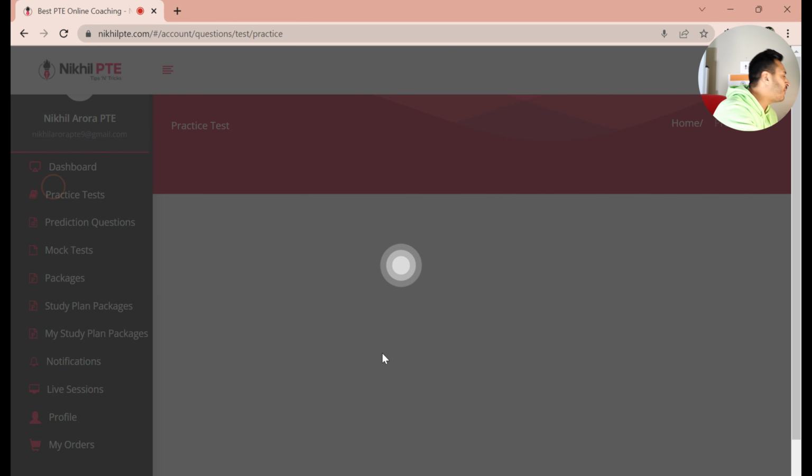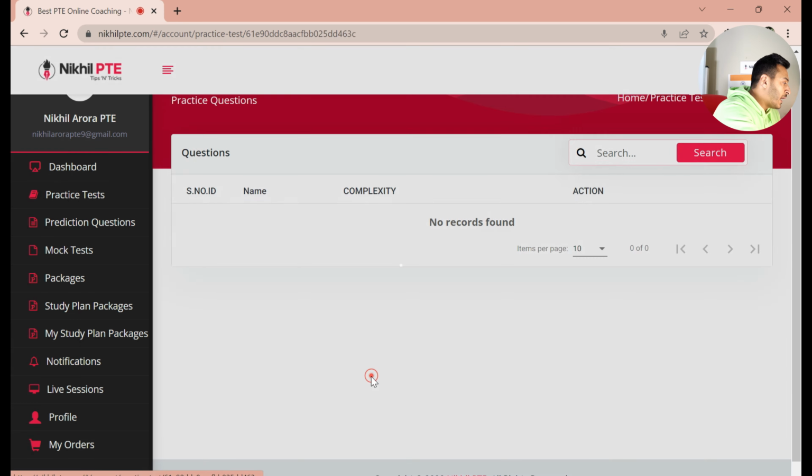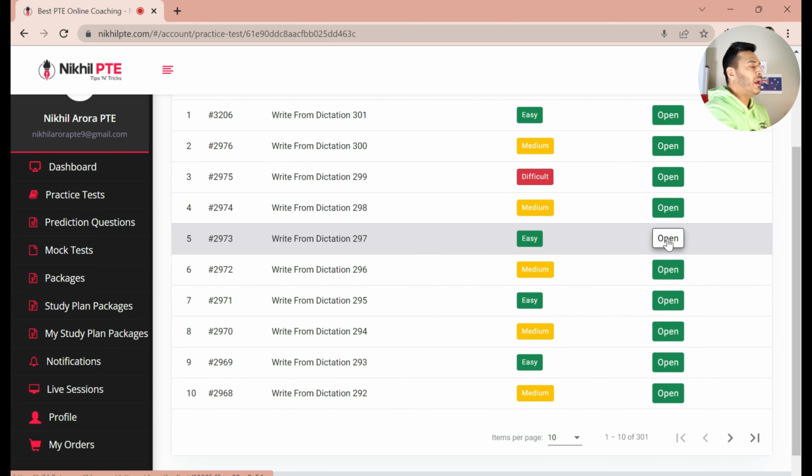The last section is Write from Dictation in the PTE listening. Then we will jump to Repeat Sentences and Retell Lecture. I know you are waiting for Repeat Sentences and Retell Lecture as well. Write from Dictation is the same as Repeat Sentences. In Repeat Sentences, the speaker will speak and you just have to speak the same sentence.